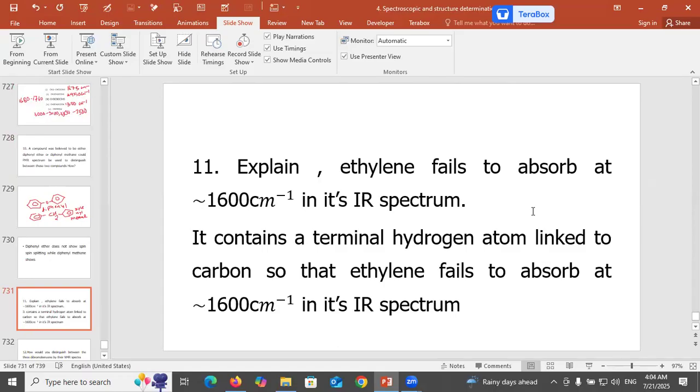Explain why ethylene fails to be observed at 1600 cm in the IR spectrum. It contains terminal hydrogen atoms linked to the carbon, so ethylene fails to be observed at 1600 cm in its IR spectrum.